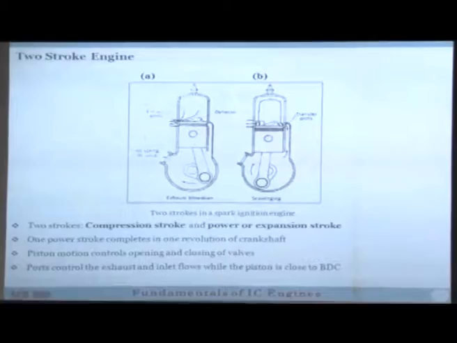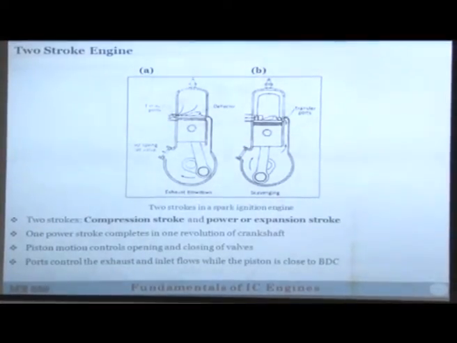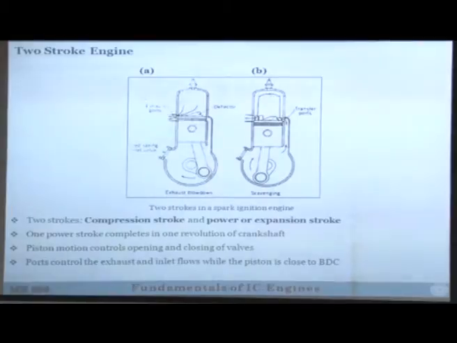Particularly the spark ignition engine. One power stroke is completed in one revolution of the crankshaft. This is the beauty, and that's why the specific power output of a two-stroke engine is high. Specific power output means power output per kilowatt of engine weight. So it's higher for a two-stroke compared to a four-stroke. Piston motion controls the opening and closing of the valves, and ports control the exhaust and inlet flow while the piston is close to the bottom dead center. You see, all the port opening and closing is happening when you are close to the BDC. So this is how a two-stroke works.